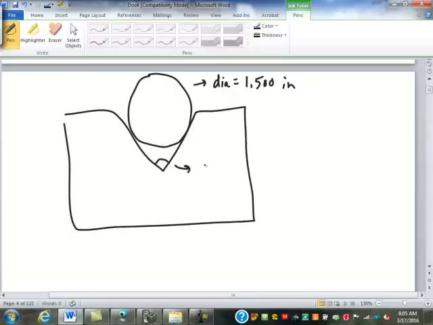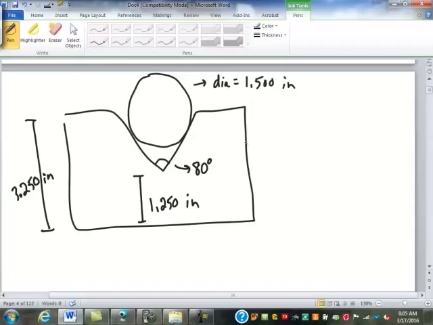So let's say this angle here is 80 degrees. We're going to put this at 3.25 inches. And this here, 1.250 inches. I want to find this height. Well, the good news is now that we know trig, this is going to be a lot easier problem. Using just the ratios, it's kind of a pain. But we can do this.